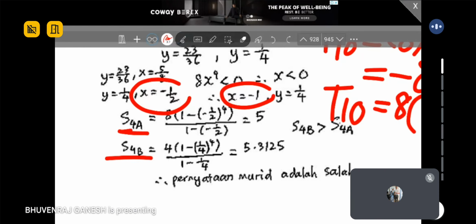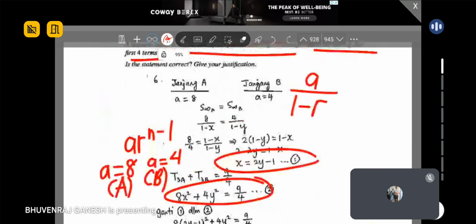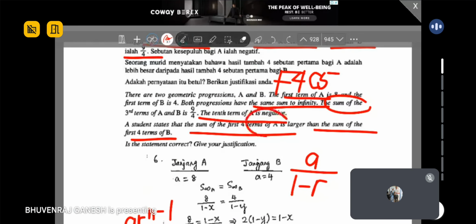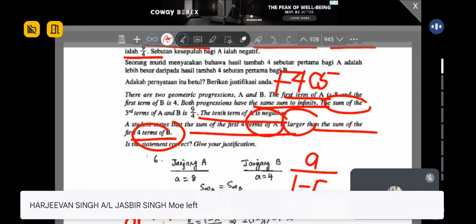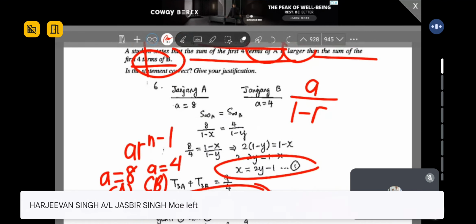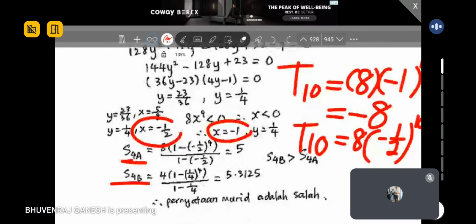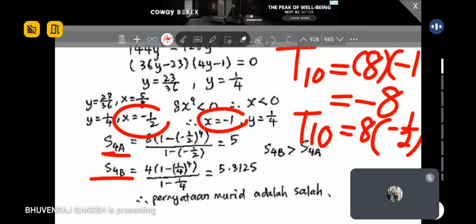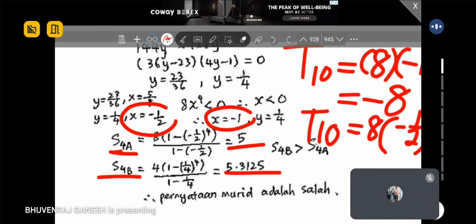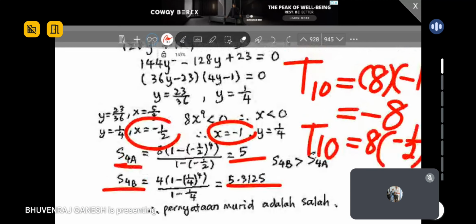The statement says that A is greater than B. So it is wrong. Based on the calculation, B is actually greater than A. Can you see, guys? The answer is bigger. So this is how we answer the question. Can you understand?